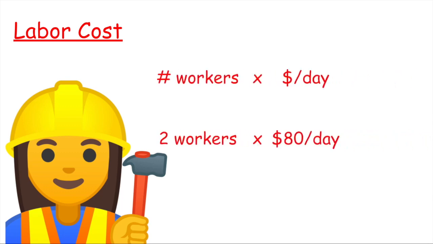So let us now look at how to calculate labor cost. For that, we take the number of workers and multiply it by the daily wages workers make every single day. And it's going to give us the labor cost. So in our case, we take 2 workers and, since they're getting paid $80 a day, we multiply by 80. It gives us the answer, $160. So this is going to be our total labor cost.